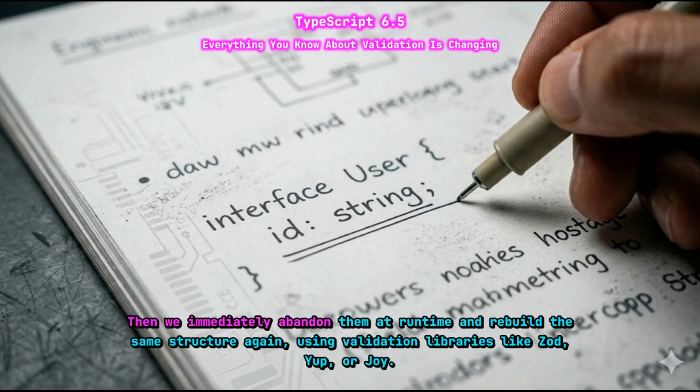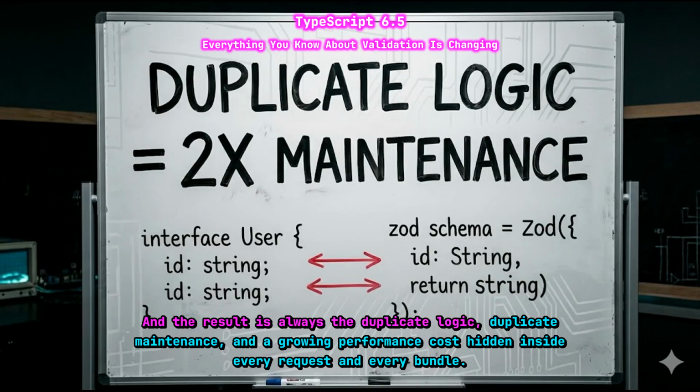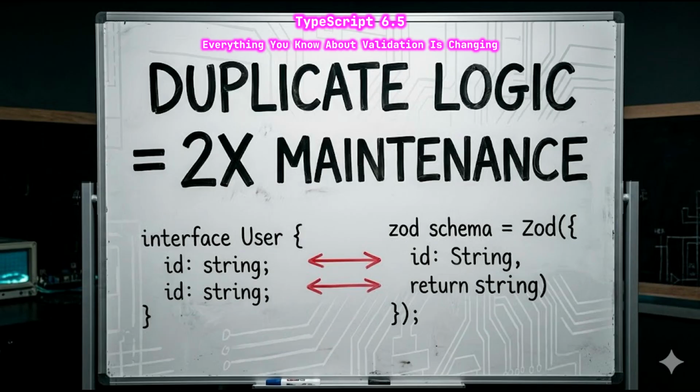Then we immediately abandon them at runtime and rebuild the same structure again using validation libraries like Zod, Yup, or Joi. And the result is always the same: duplicate logic, duplicate maintenance, and a growing performance cost hidden inside every request and every bundle. Today, that trade-off is being challenged at its core.